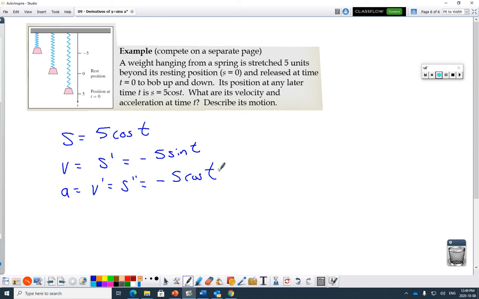for sound waves. So that would be easy. Up till there, we're like, yeah, what is the velocity and acceleration? Pretty straightforward, and you could sub into it and all that kind of stuff. Then it says, describe its motion.